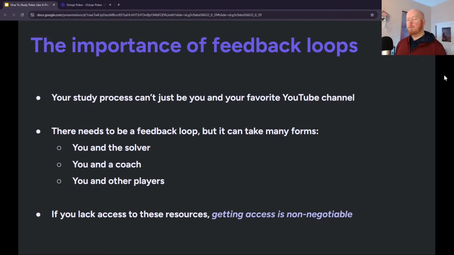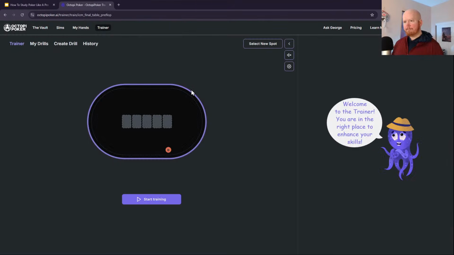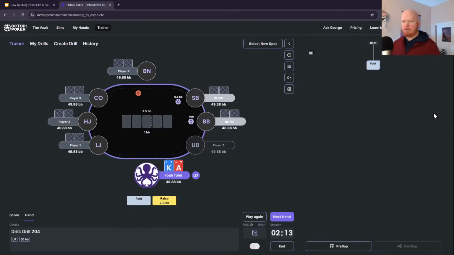If you're working with solver tools like Octopi, you can put in place a loop where, when you're running a sim in the trainer, and in fact, we actually can use an example for this. I didn't think we were going to use an example, but we can. When you're running a spot in the trainer, you can build that feedback loop around any instance where you make some kind of a mistake. So let's say we go to the trainer, and let's say we build a drill. I'm just going to hit a random drill, save and train, totally random drill here.